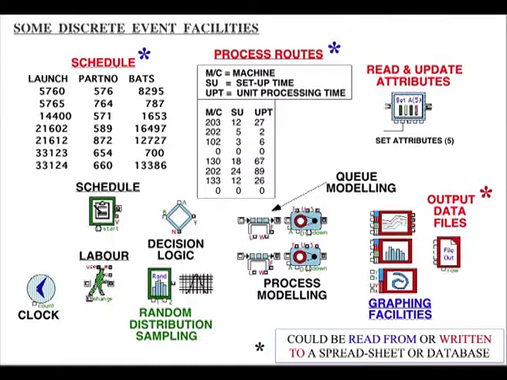Continuous systems are not capable of supporting entities. Discrete event systems can support entities. Now, the inputs and the outputs could be read from or written to a spreadsheet or database.